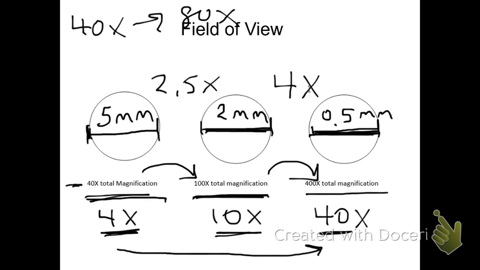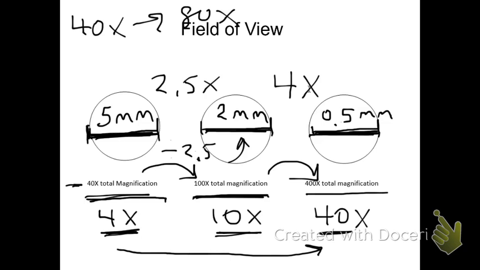So if I can see 5 millimeters here when using the 4x objective, and I go up to the 10x objective, that means that my area, my edge-to-edge distance, is now going to be decreased or reduced by a factor of 2.5. So 5 divided by 2.5, right? 5 divided by 2.5 is in fact 2.